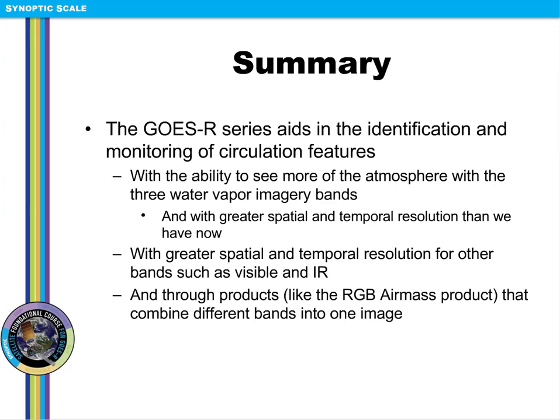In summary, we showed ways in which the GOES-R series aids in the identification and monitoring of circulation features. Overlaying analyses and short-term forecasts on the imagery not only gives you a better idea of the features and patterns, but is also a good check on how well a short-term model is capturing a particular feature. Often satellite imagery will reveal subtle features that may be difficult to forecast. We emphasize the three water vapor bands since water vapor imagery is so useful for tracking atmospheric motions, as well as depicting areas of sinking and rising air associated with weather systems.